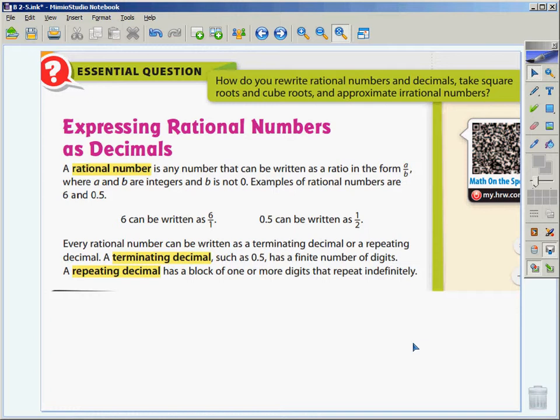Okay? So, we've talked about what this concept of rational is. We certainly should know what a terminating decimal is. In other words, it has an end, it terminates. A repeating decimal is any time you see one number or a block of numbers that repeats, like 0.15, 15, 15. Okay?